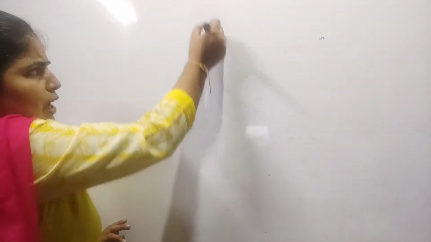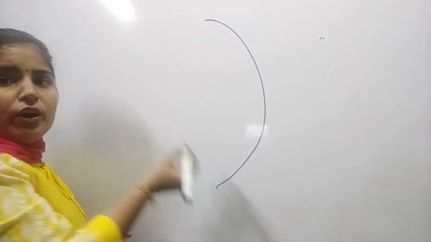Children, today we will discuss the different kinds of images formed by a concave mirror. We can obtain the different kinds of images formed by a concave mirror by placing the object at different positions. As we have already discussed earlier, what is a concave mirror?